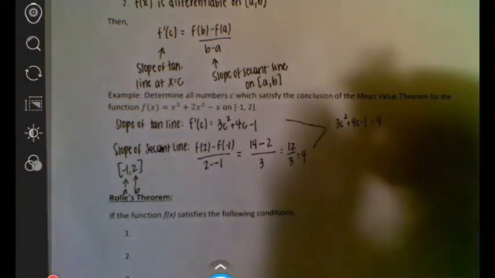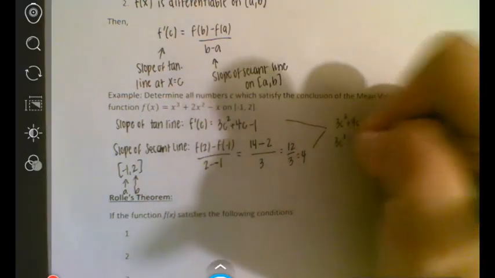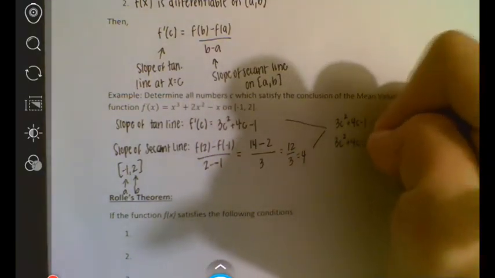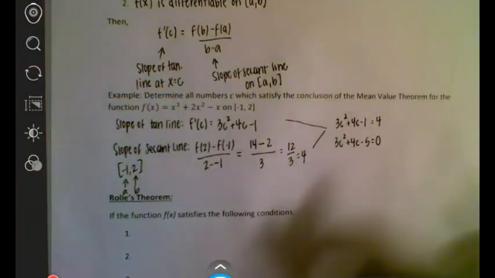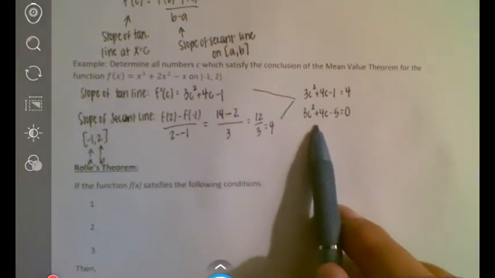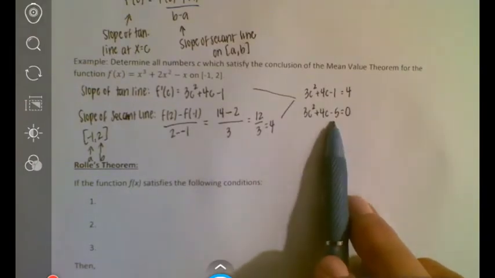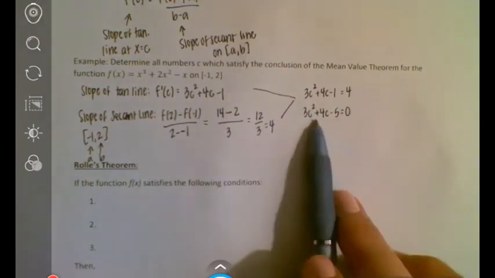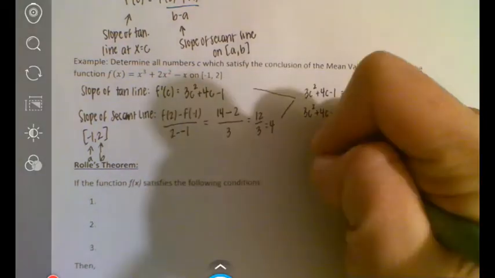And this is a quadratic, so I'm going to move everything over to one side. So 3c squared plus 4c minus 5 equals 0. What I did was I checked my discriminant on my calculator to determine if this was factorable. It is not. So that means that the only other option here to solve this would be the quadratic formula.